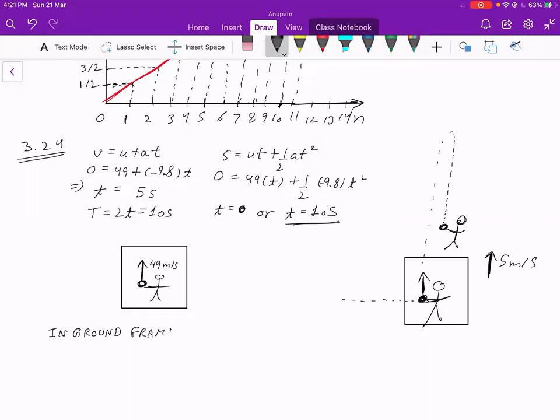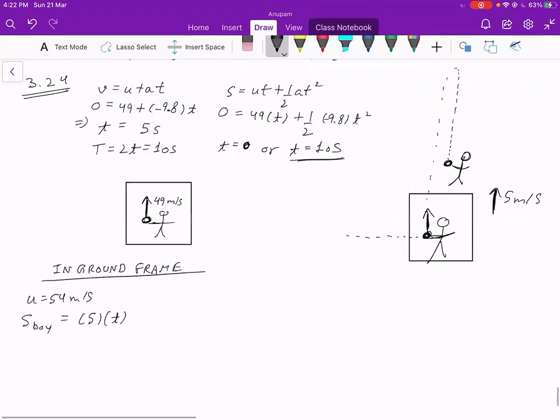In the ground frame, how do you calculate? Speed of the ball, u, is equal to 49 plus 5, 54 meters per second. What is the displacement that the ball has to make? First we find the displacement of the lift or the boy. It is moving with constant speed, so boy's displacement is 5 into some time t. So let me just call it 5t. And then s of ball will also be 5t.